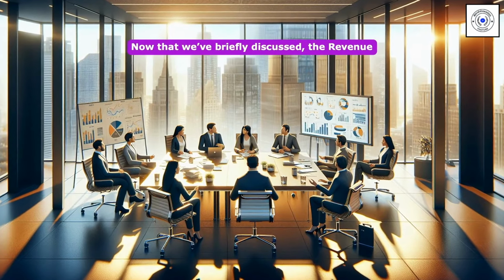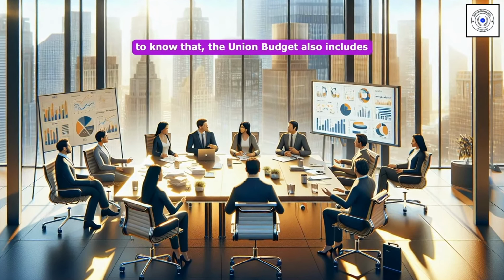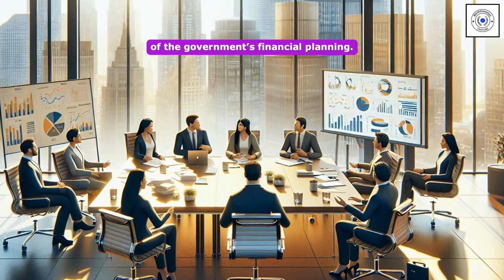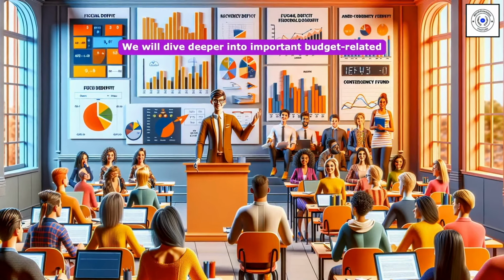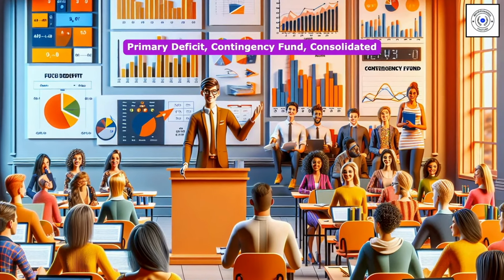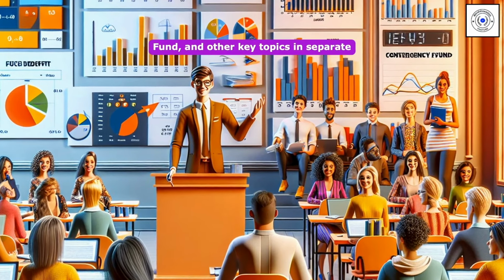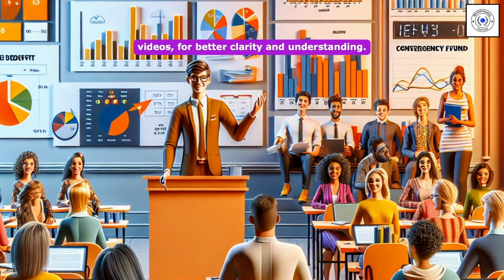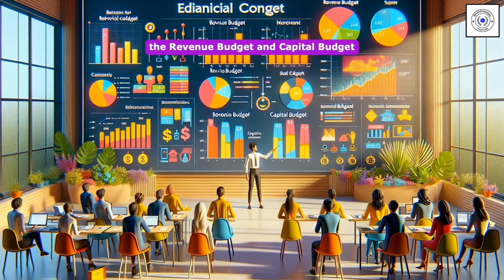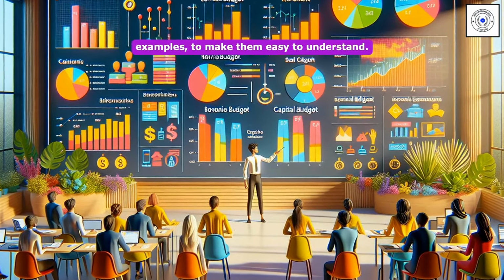Now that we've briefly discussed the revenue budget and capital budget, it's important to know that the Union Budget also includes other key components that provide a full picture of the government's financial planning. We will dive deeper into important budget-related concepts like fiscal deficit, revenue deficit, primary deficit, contingency fund, consolidated fund, and other key topics in separate videos for better clarity and understanding. I will be adding separate videos to explain the revenue budget and capital budget in detail, using simple real-life examples to make them easy to understand.